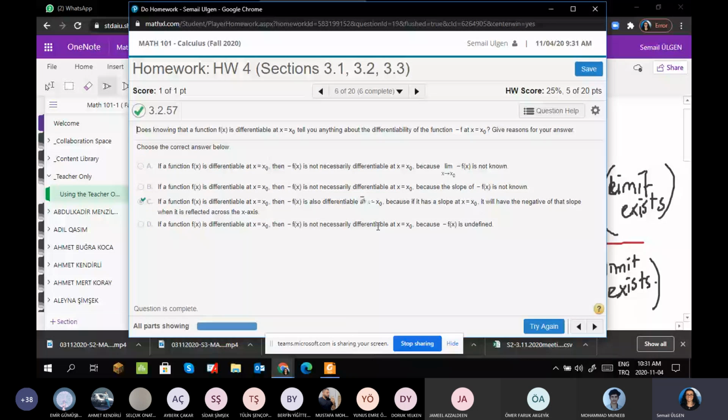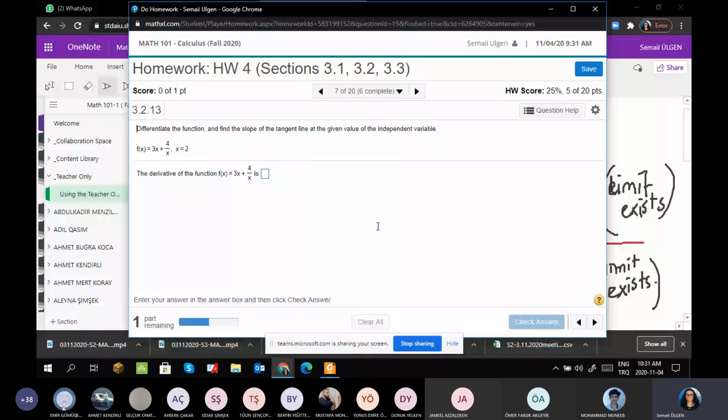Okay. It says differentiate the function and find the slope of the tangent line at the given value of the independent variable. So this is very similar to what we had done before. You're going to apply this formulation. That's all you would need. So I'm going to just skip that if I can. And it says differentiate the function. What does it mean? You're going to use that limit definition again in order to differentiate it.